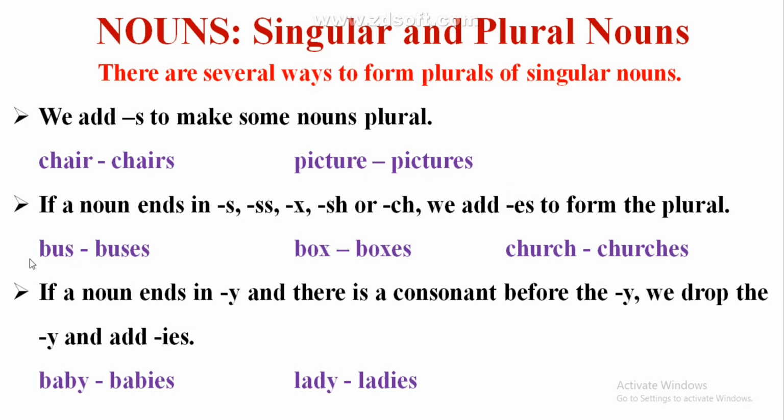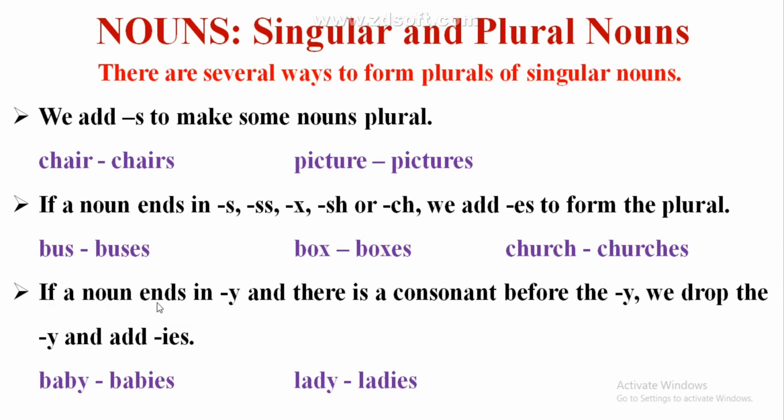Example, bus. Here the noun bus ends in s, so we add es in the end. The plural form of this bus becomes buses. Similarly, for box, the plural becomes boxes. For church, the plural becomes churches.